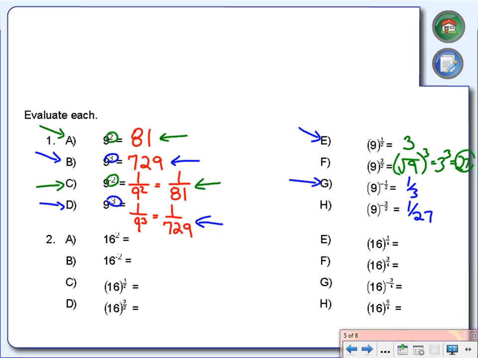Just flip it. All right, I want to give you a chance to answer number 2 for me. A through H. See if you can do those on your own, and then we'll see how you did. I'll give you about 3 minutes, so don't waste time. Save yourself some time. Just look at the negative exponent and use the reciprocal of that positive exponent.